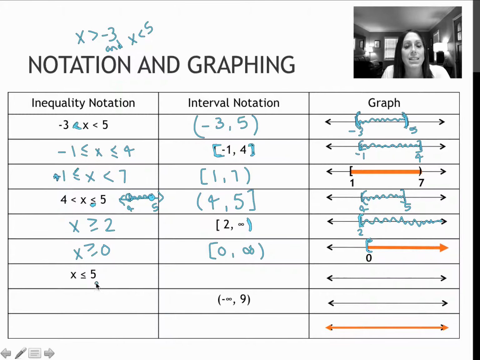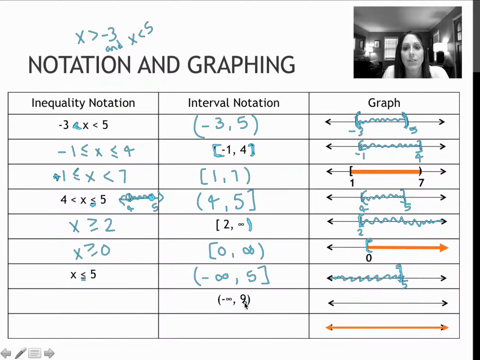Next one, x is less than or equal to 5. So now, instead of going the positive direction, now we're going the negative direction. So let's look at the graph first. I'm looking at 5 as my largest, and I'm looking at all of the numbers less than that. So what's my leftmost point that I would put here? It goes on forever in the negative direction, so we call that negative infinity. So negative infinity, comma 5, it's going to be a closed bracket because it's or equal to.